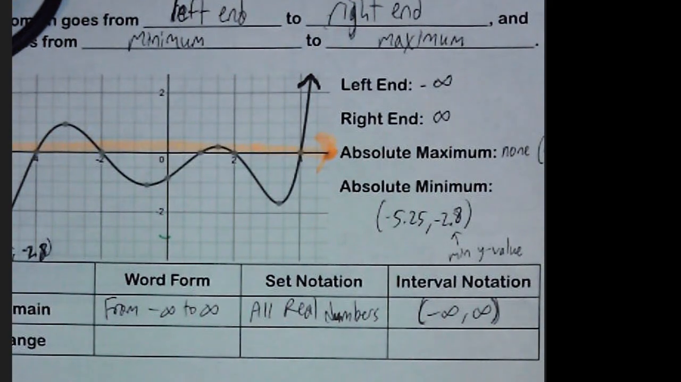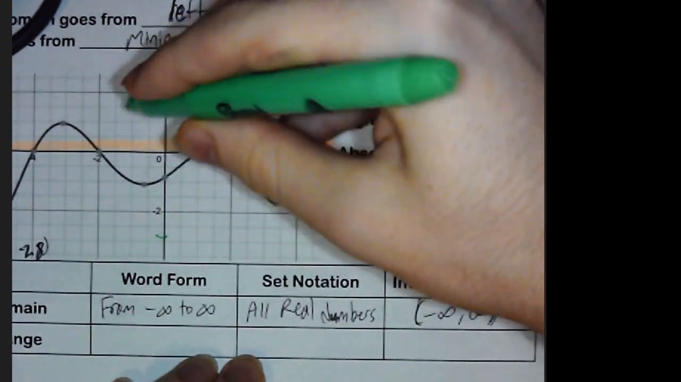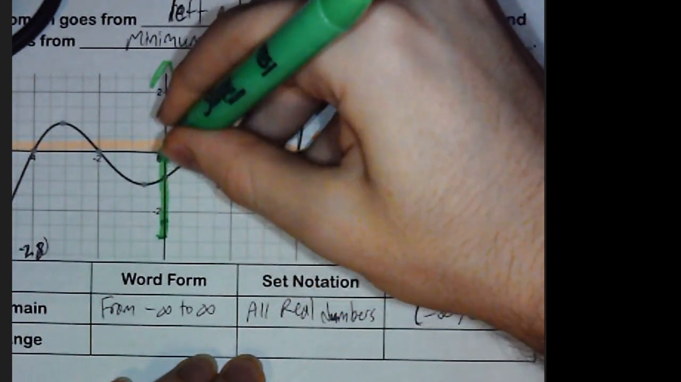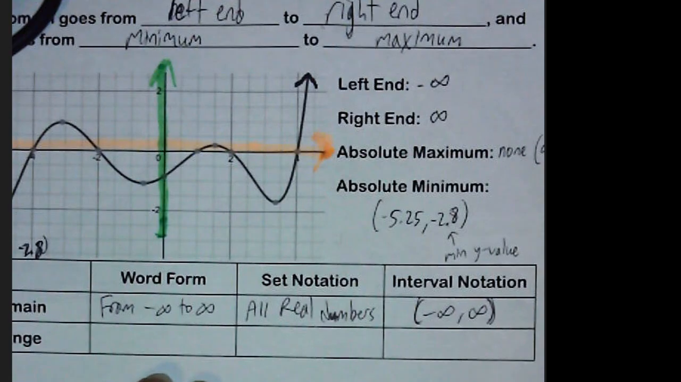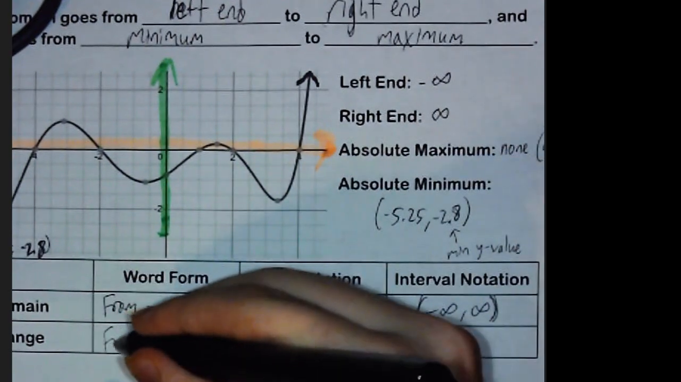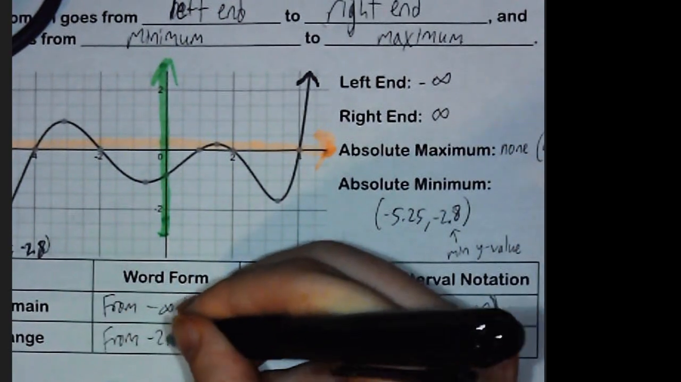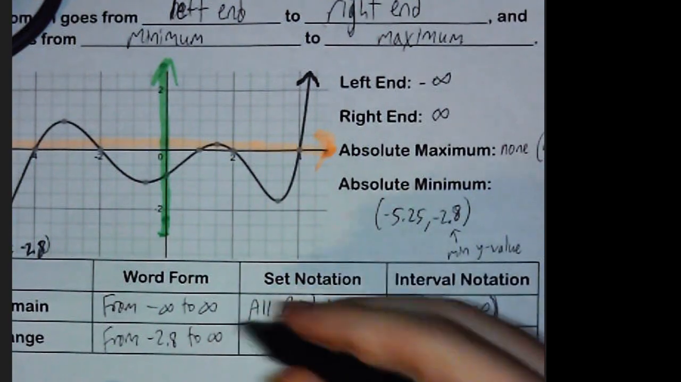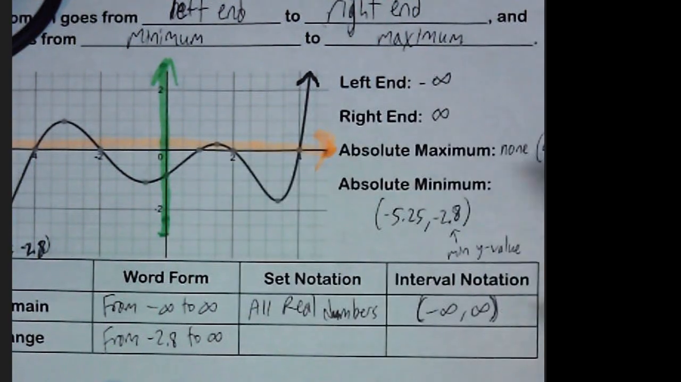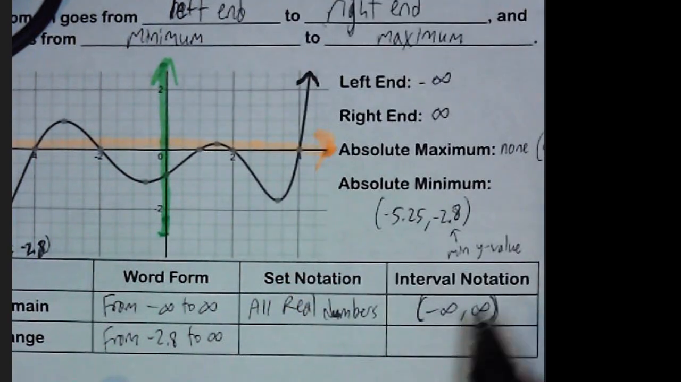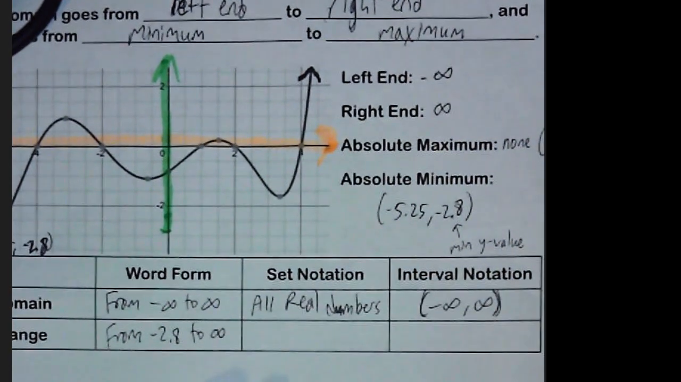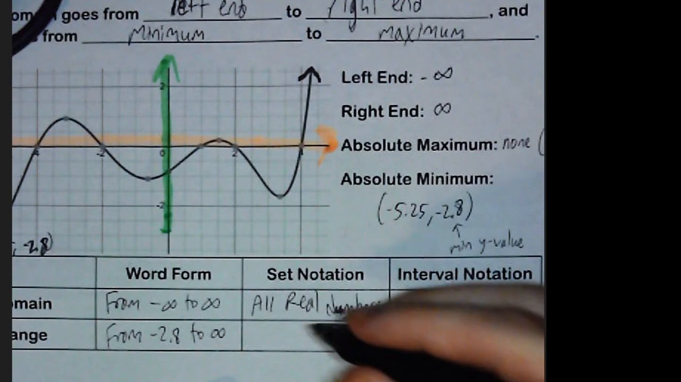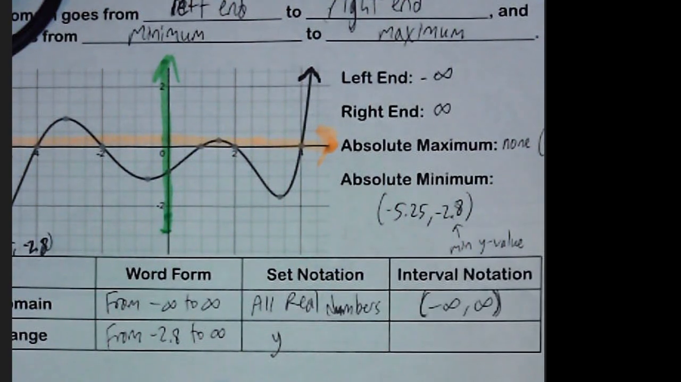Now for the range once again, the range does go all the way up, but it doesn't go all the way down. It starts here at that -2.8 minimum y value. So our word form is going to be from -2.8 to positive infinity, because it starts at that -2.8, that minimum y value, and then it goes all the way up. Our set notation, because we have one finite bound and one infinite bound, we're going to write this as a single inequality. And again, we're going to use y because this is range.